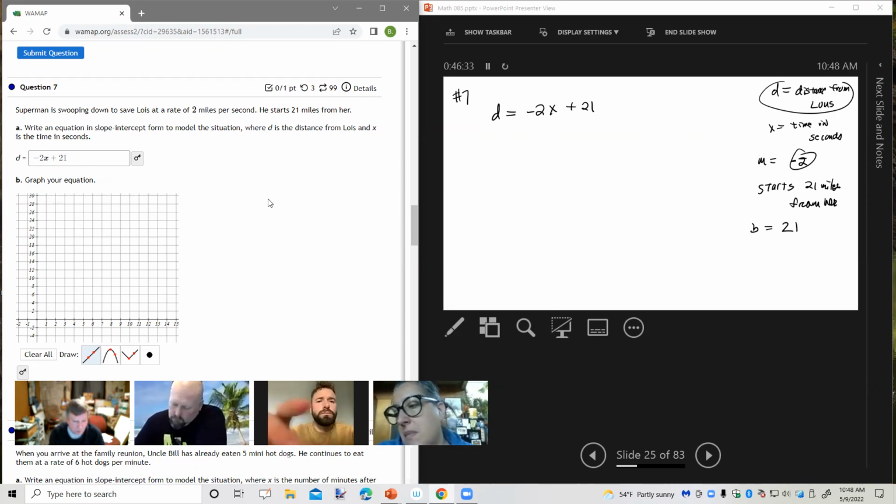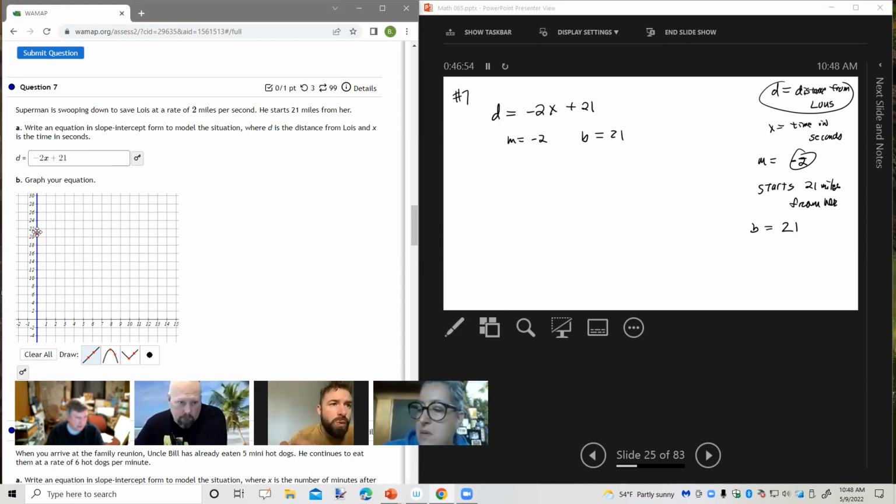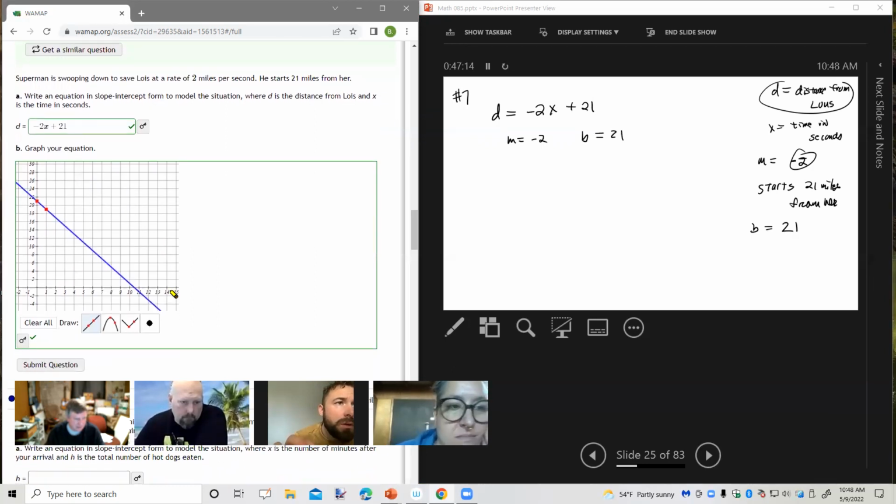Everybody understand why the slope is negative? Because it, yeah. All right. Now graph your equation. Well, again, we know that the slope is negative 2 and the vertical intercept is 21. So we're going to start at 21 and then we're going to go down 2 and over 1. Notice I went from 21 down to 19, right? And then over 1. So let's see if that checks out right.